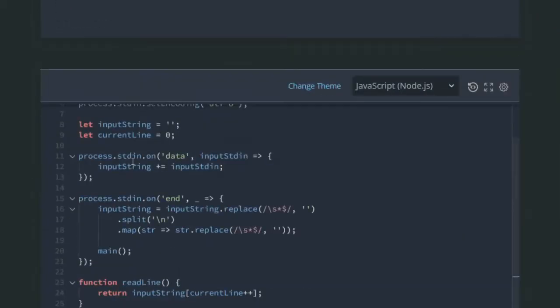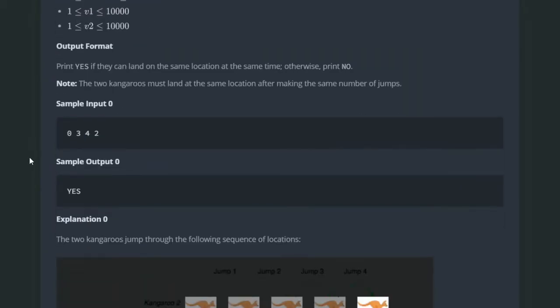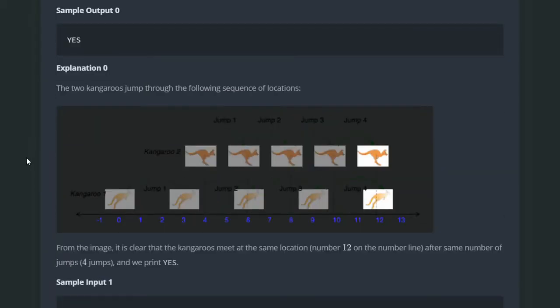So this is the first thing we need to check. So if v1 is less than v2, just return no. Since kangaroo 2 is already ahead of kangaroo 1 at the start, the only way for kangaroo 1 to reach it is to have a bigger jumping distance. So that's it. If v1 is less than v2, just return no. There is no way they can match. And the second case, I will solve the equation for y, and I will assume that they will match. So let me just open the console and try to explain it to you.